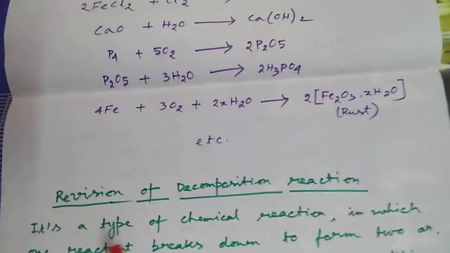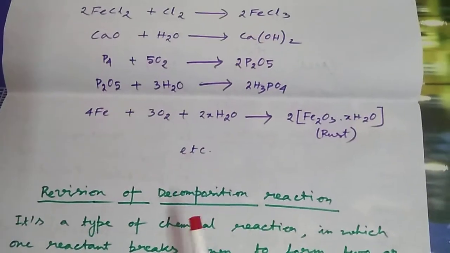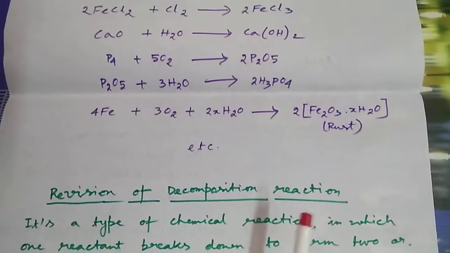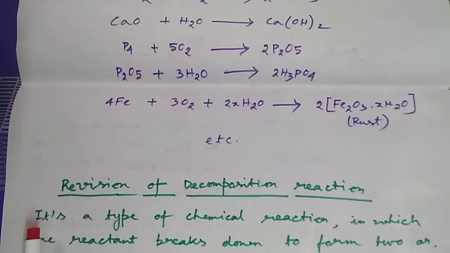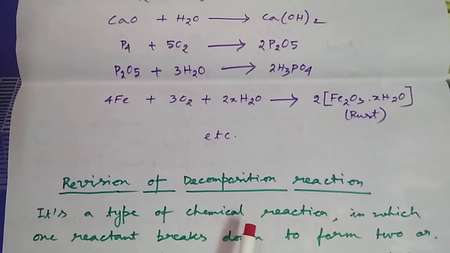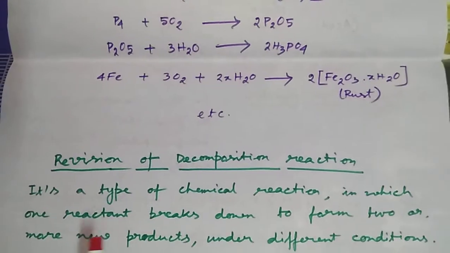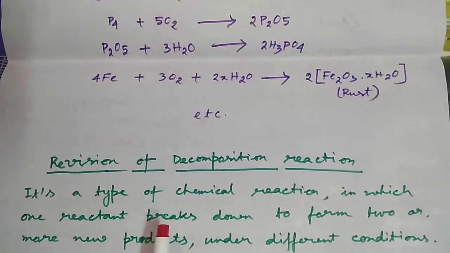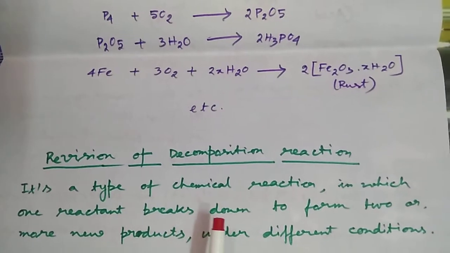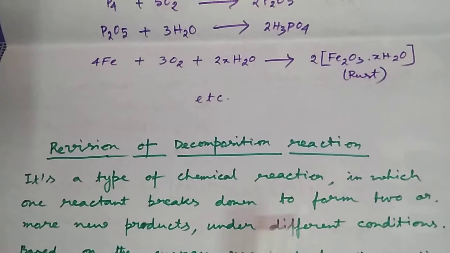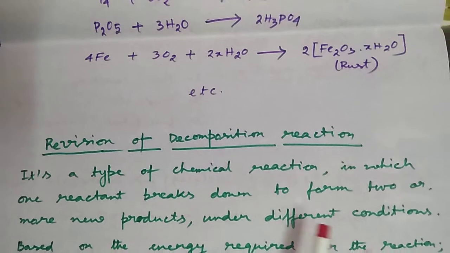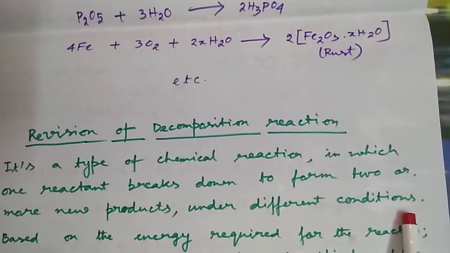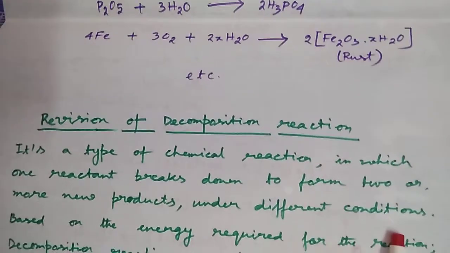Next we'll go ahead with decomposition reaction. Decomposition reaction is just the opposite of combination reaction. So let us see what the definition is. It is a type of chemical reaction in which one reactant breaks down or splits up to form two or more new products under different conditions. Conditions in the sense of presence of energy.